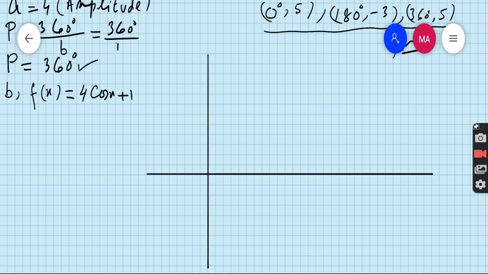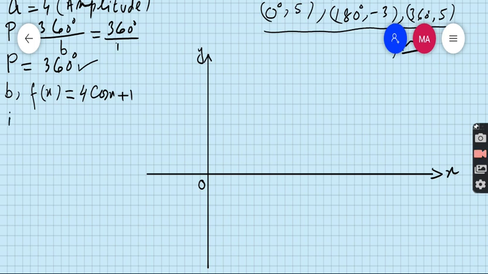So this is our x-axis. Here we have to plot an angle, and this is our y-axis. We have to plot the value of the function. Now there are two ways to draw the graph of this function. One is to draw directly, and the other is to split the graph into three functions.